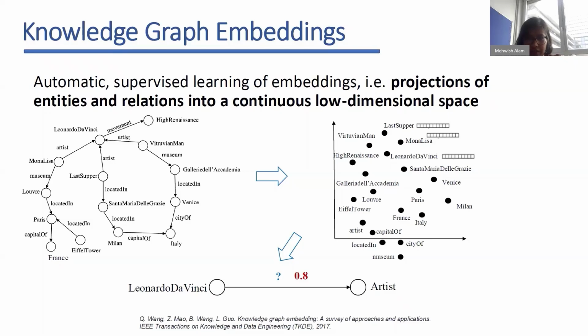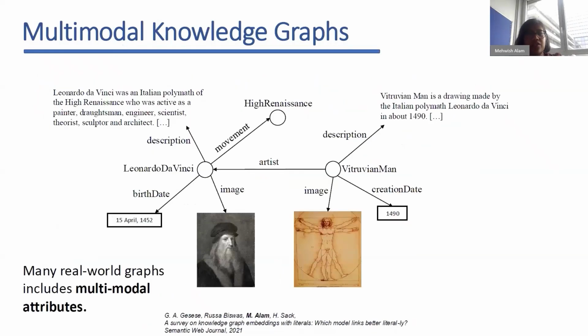But this is pretty much what is summarized in this survey, with different kinds of categorization of these methods, like translation-based methods, semantic matching, these kinds of methods. However, these knowledge graphs also contain different kinds of multimodal information. So this was one of our surveys that we did in 2021. And then after that, the field still evolved fast.